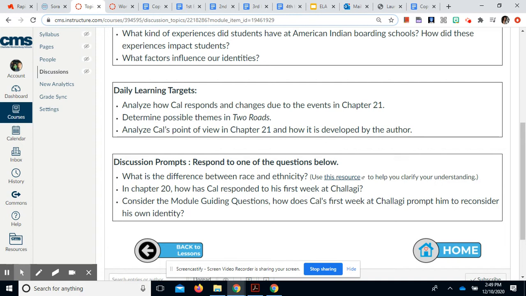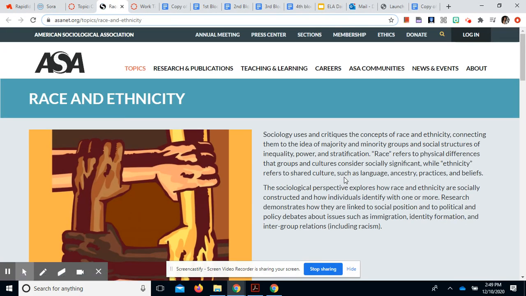What is the difference between race and ethnicity? And then they gave us a resource to help us with this discussion, where we see that race refers to physical differences that groups and cultures consider socially significant, while ethnicity refers to shared culture, such as language, ancestry, practices, and beliefs. So race focuses more on physical differences, while ethnicity refers to a shared culture.